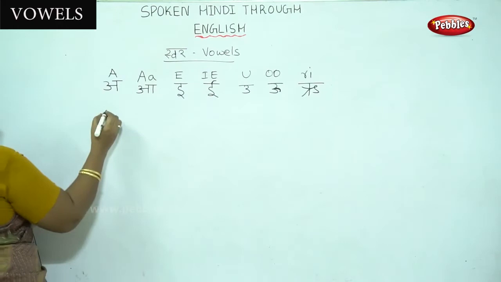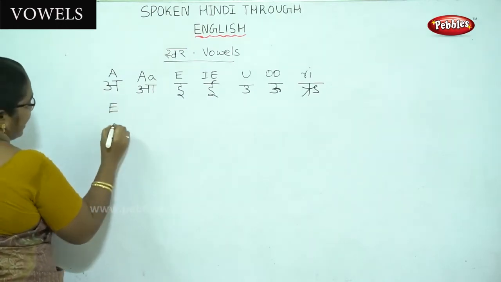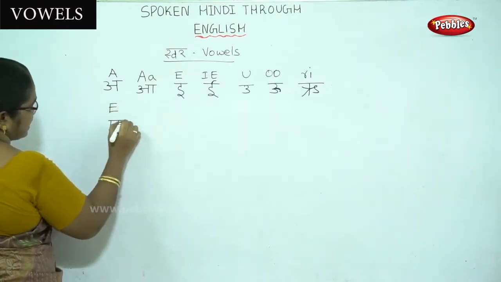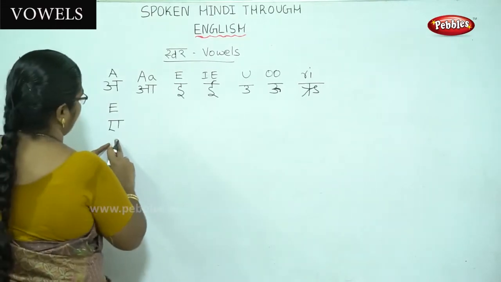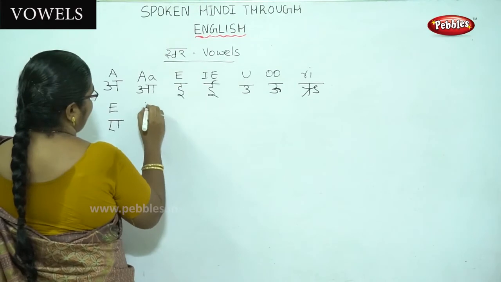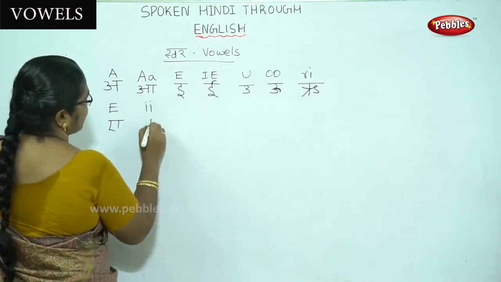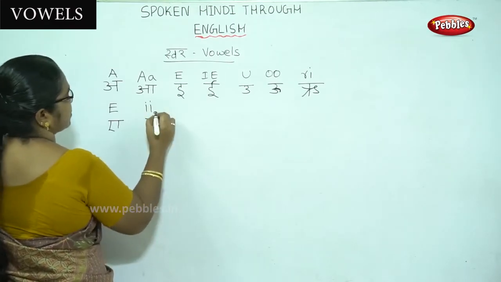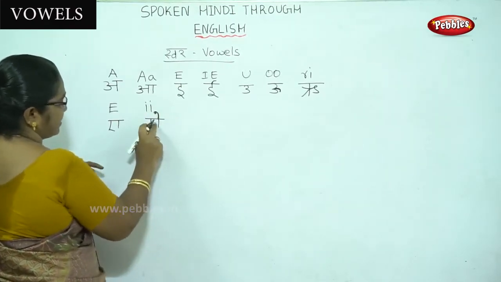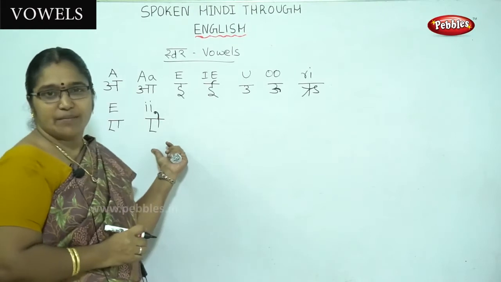The next letter is A. We have to write like this. This is A. The next one is I. We have to put a question mark here, like this, and join this. This is I.